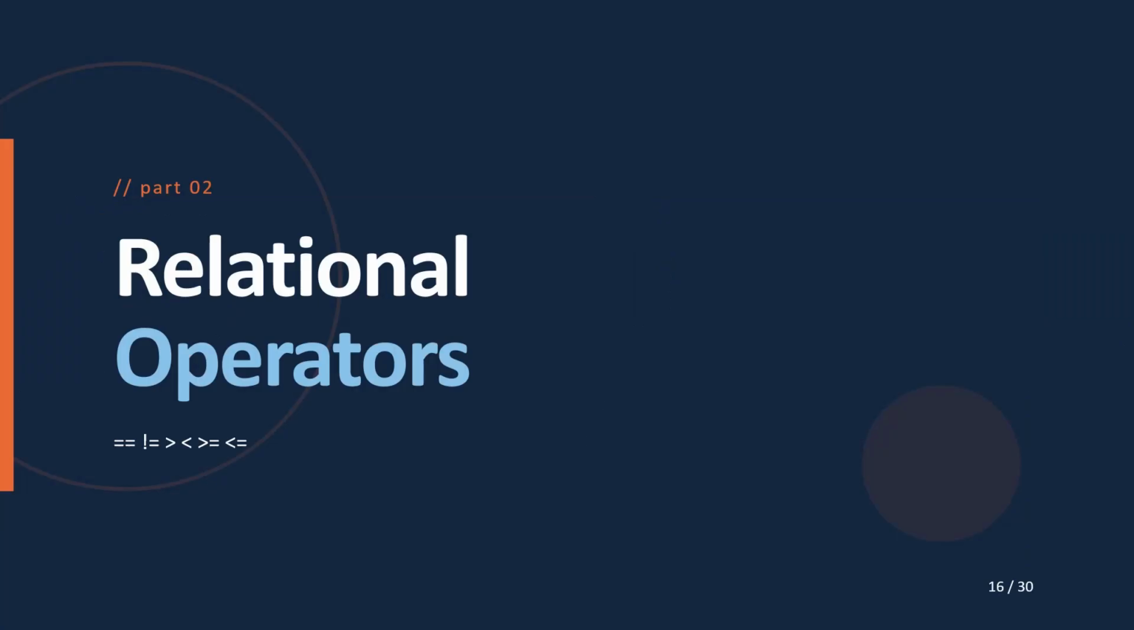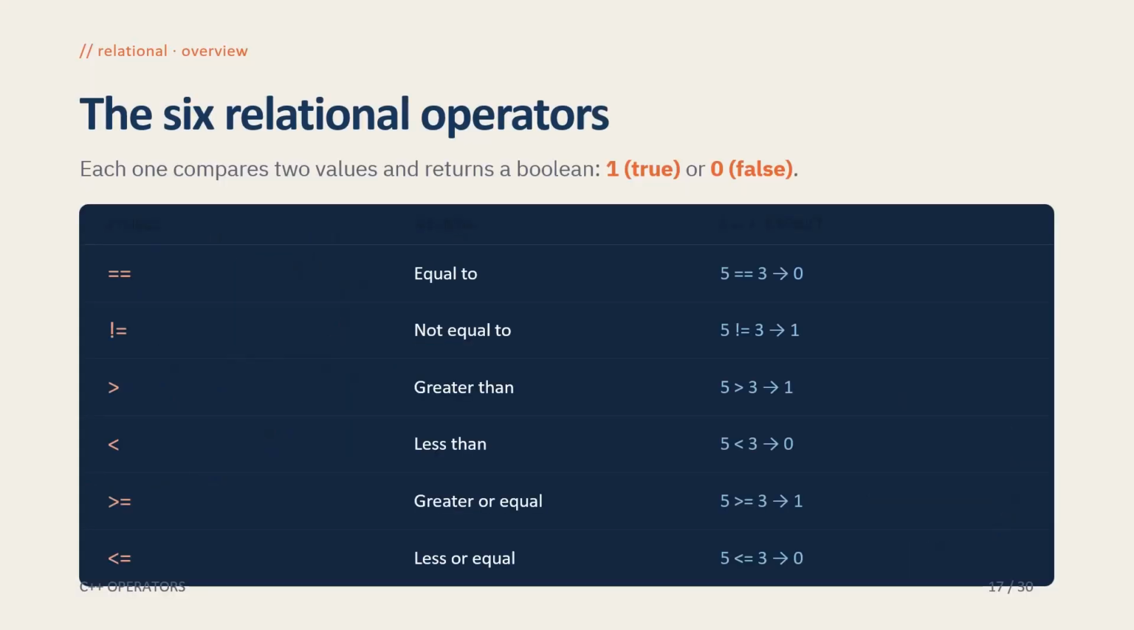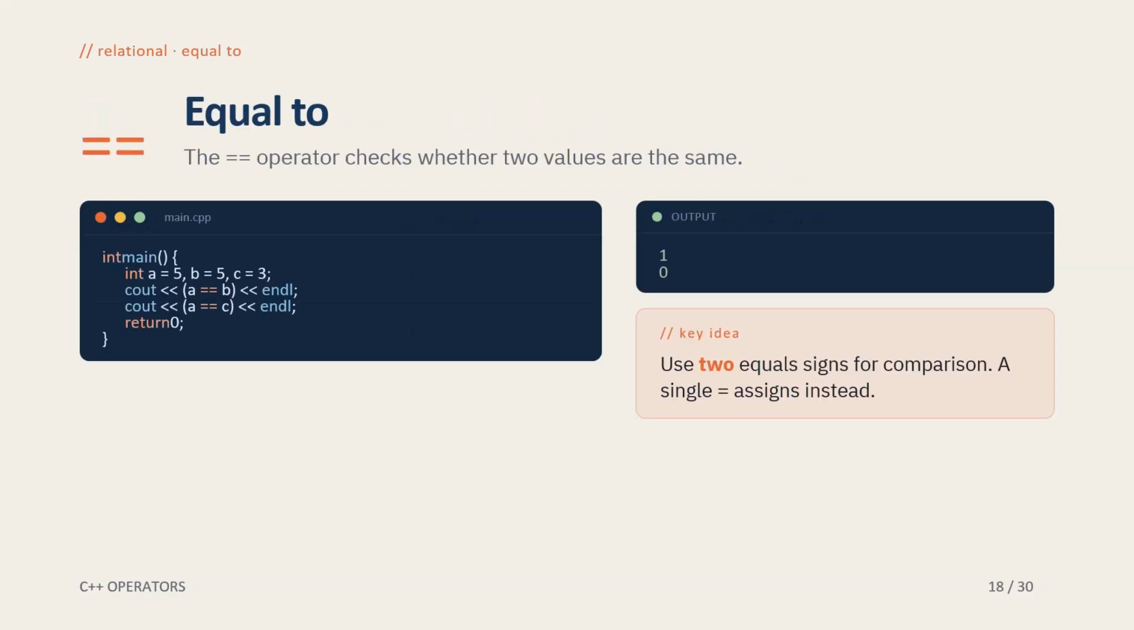Next comes the relational operators. The relational operators compare two values and return either true or false. Here are the 6 relational operators. First is equal to. The double equal to operator checks whether the two values are equal. We should not confuse it with the single equal sign, which is used for assignment.